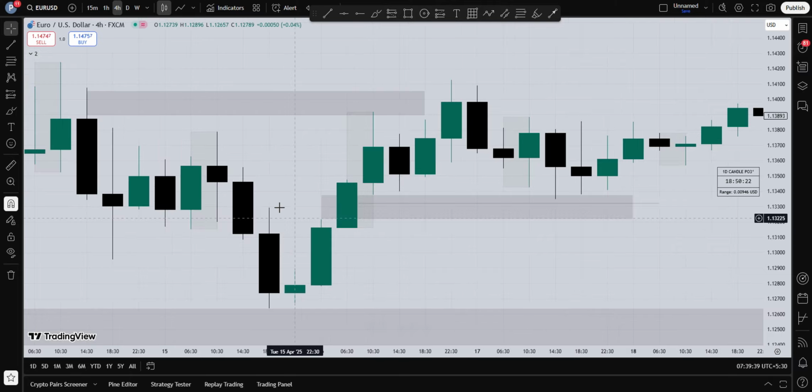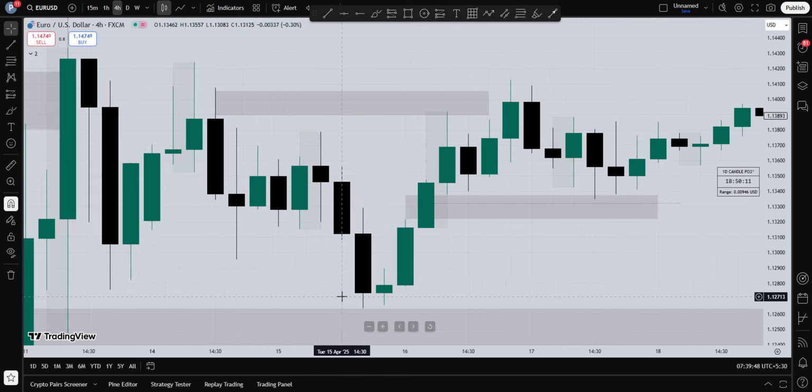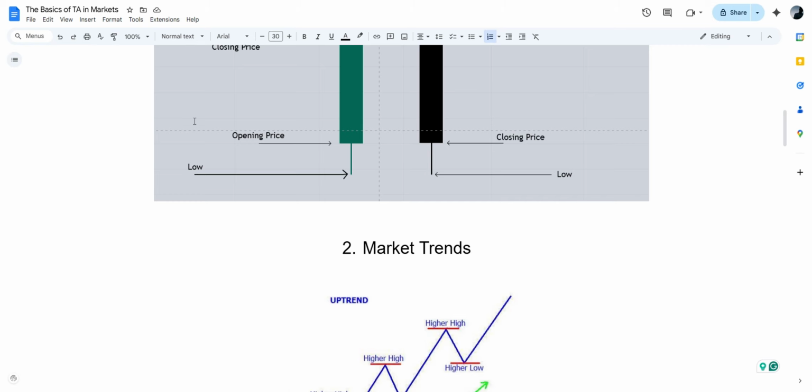So let me just show you another example. Here the candle opens, this was the high this candle made, this was the low. Another candle opens, this was the high, this was the low, and this was the closing. So now you can understand how these candles work.